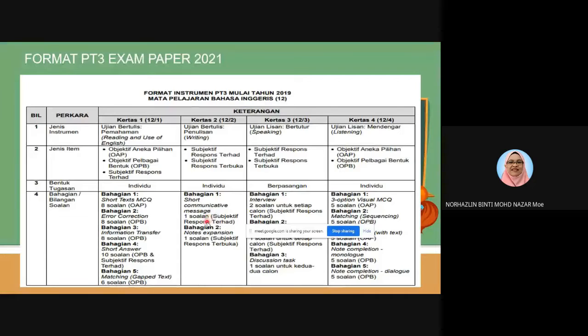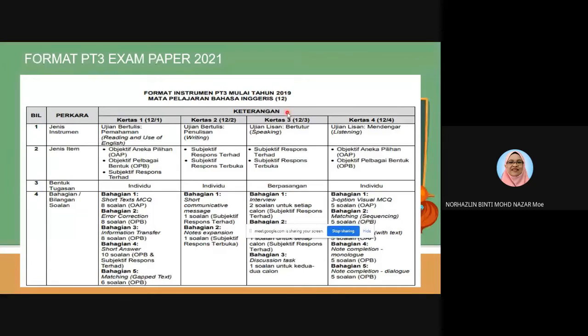Okay, for bahagian 1, short communicative message, you will see one question. It's either email, postcard, notes, message or review. Tadi yang review cikgu terangkan tadi kan? You have to write a review of restaurant ke, you have to write a review of certain food. Okay. And then section 2, you have notes expansion. They'll give you one question. Ini tadi subjective response terbuka. Okay. Examples, report writing tadi, or informal letter. Or a story. Or dramatic story. Ya, tak tadi yang kita kena cover tu?